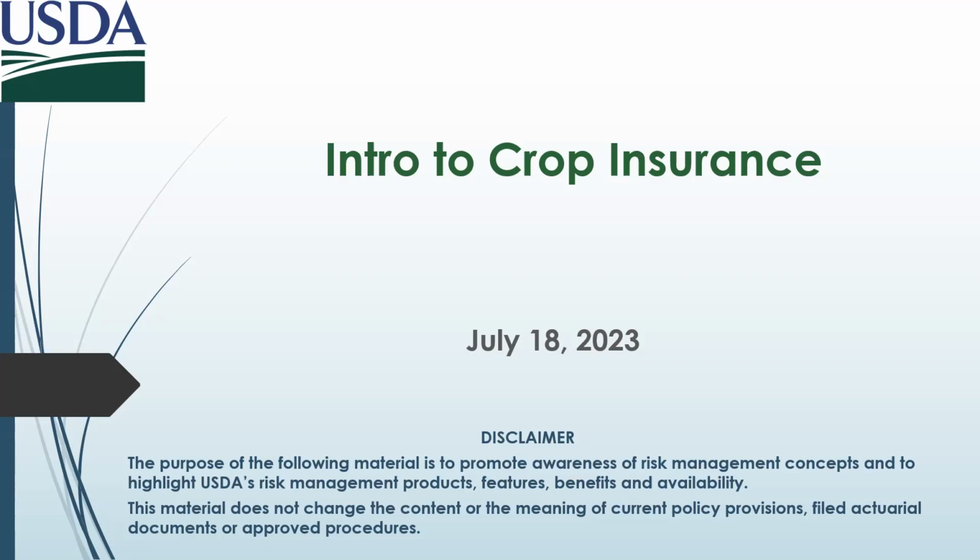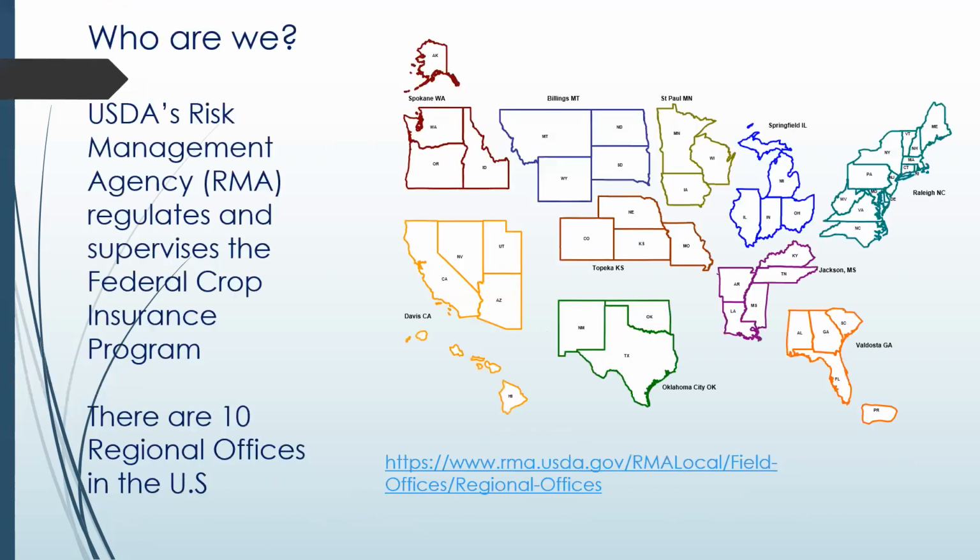Okay, next slide. So here's just a little bit of a map. As I said before, we have regional offices, and RMA's vision is to secure the future of agriculture by providing world-class risk management tools to rural America. Next slide.